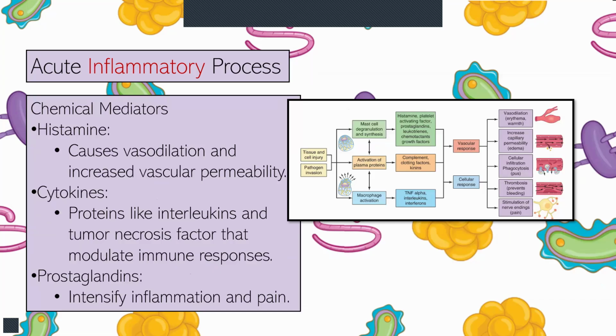In the acute inflammatory process, the chemical mediators involved are histamines, which cause dilation and increased vascular permeability; cytokines, which are proteins like interleukins and tumor necrosis factors that modulate immune responses; and prostaglandins, which intensify inflammation and pain.